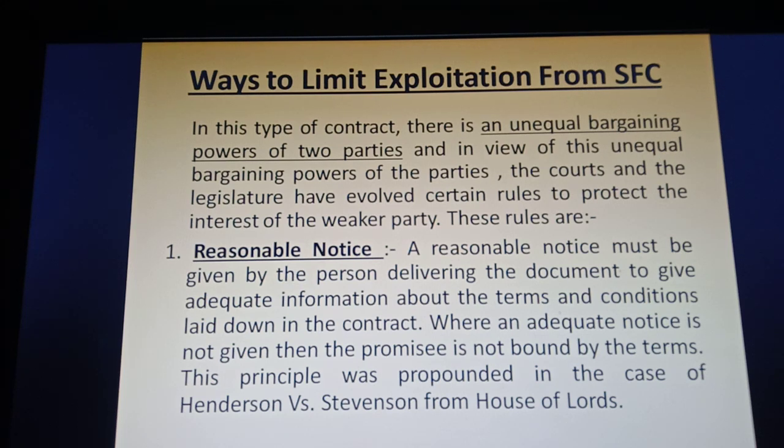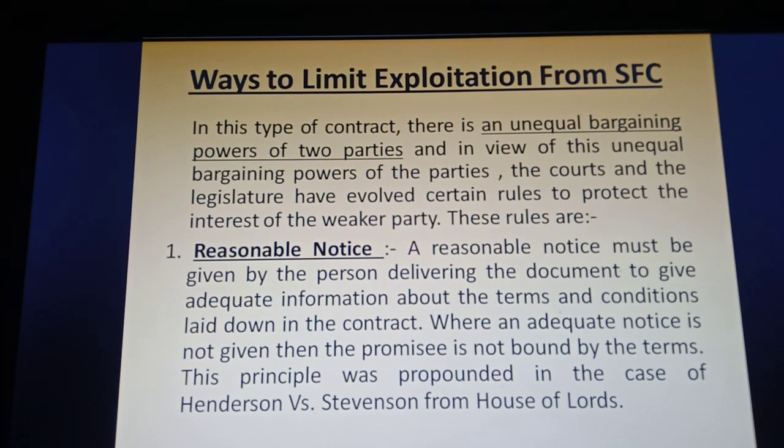This principle has been given in the case of Henderson versus Stevenson from the House of Lords. Let us study what is written in the notes. A reasonable notice must be given by the person delivering the document to give adequate information about the terms and conditions laid down in the contract. Where adequate notice is not given, then the promisee or acceptor is not bound by the terms and conditions of the contract. This principle was propounded in the case of Henderson versus Stevenson from the House of Lords.